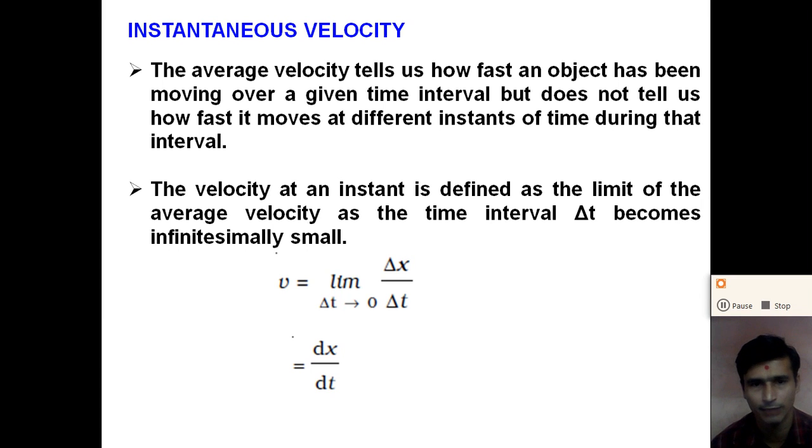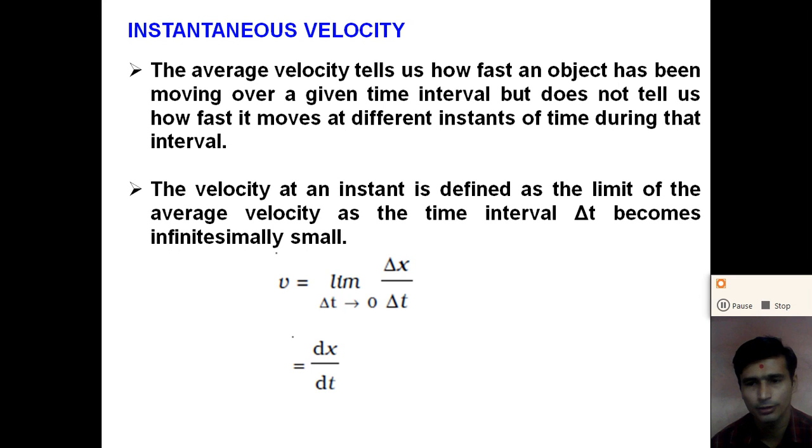The average velocity is displacement divided by time, that is delta x divided by delta t. In maths, this limit is denoted by a differentiation, dx by dt. Here d by dt is called the differentiation of the position with respect to time. So what is differentiation? We discussed it in chapter number 0, topic number 5.